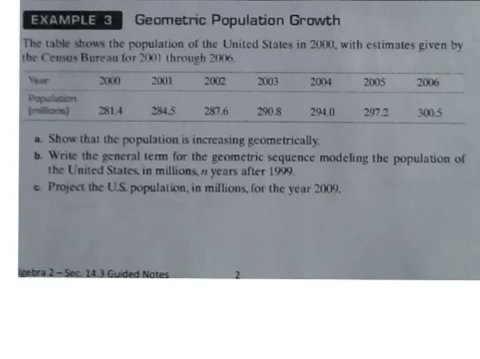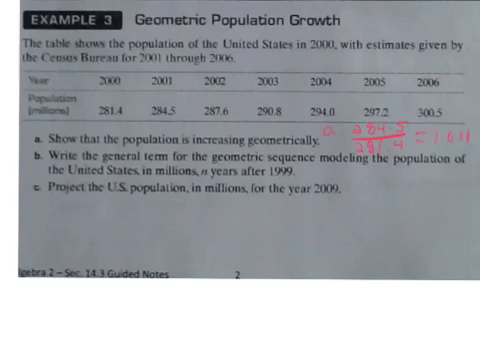So to show that something is increasing geometrically right here for A, what you do is you take two consecutive numbers and you divide them. You divide a number by the number that precedes it, so the number before it. So we're going to take 284.5, so this is part A, 284.5, and divide by the number in front of it, 281.4, and we're going to get approximately 1.011.